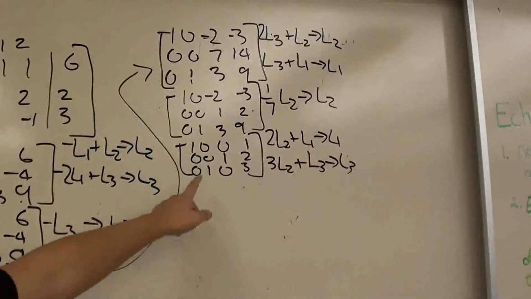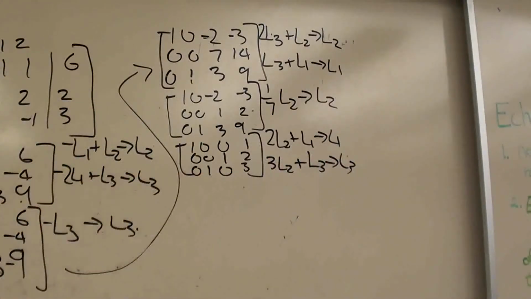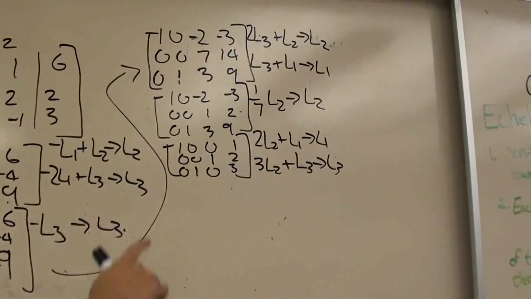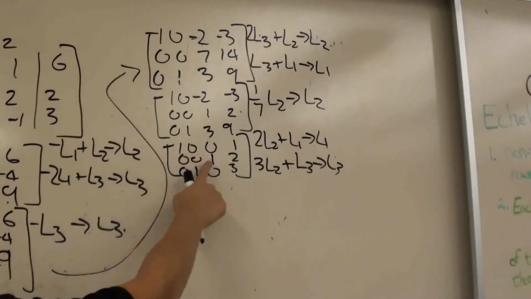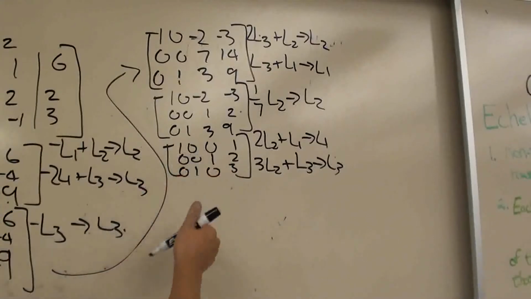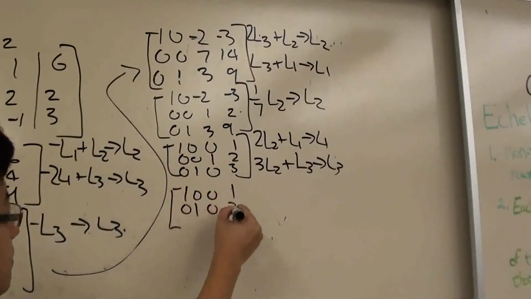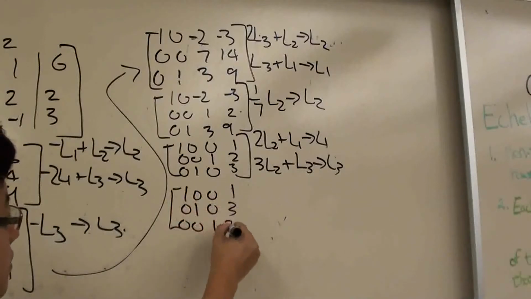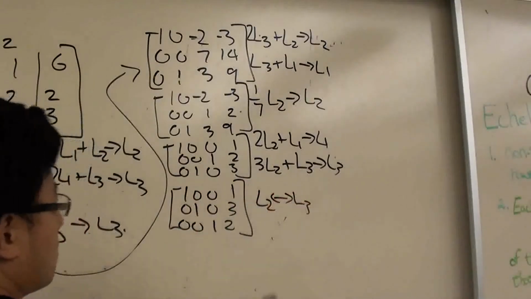Now, quick question again. It looks really nice. Isn't this reduced echelon form? It is not, because remember, leading coefficient. Okay, good. Next leading coefficient should be on the right. Yes, it is. Next leading coefficient should be on the right. No, it's right here. So if you want to put this into a reduced echelon form, you could say L2 and L3 are switched.